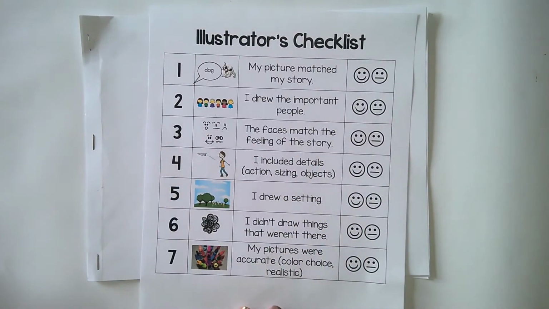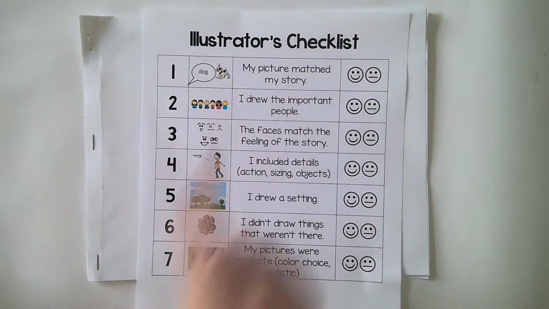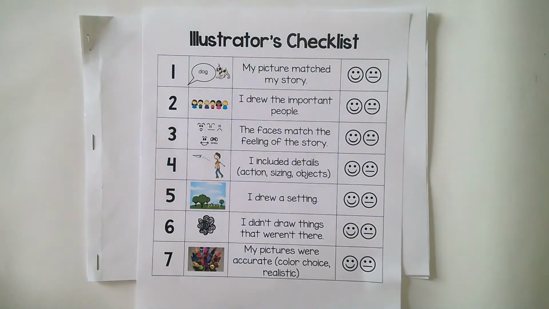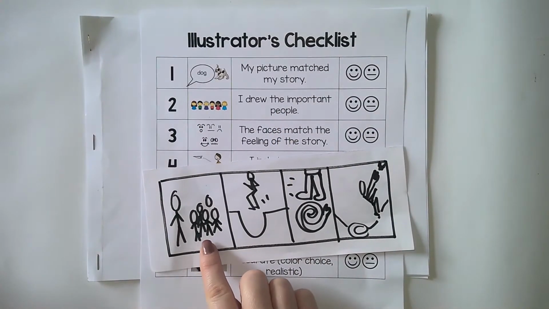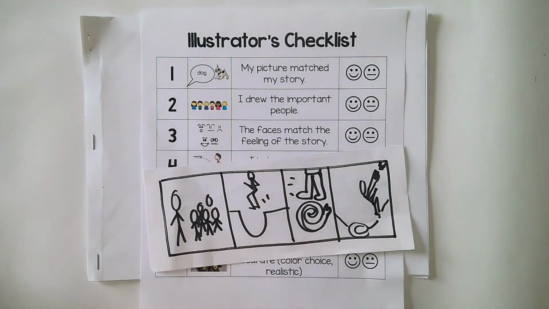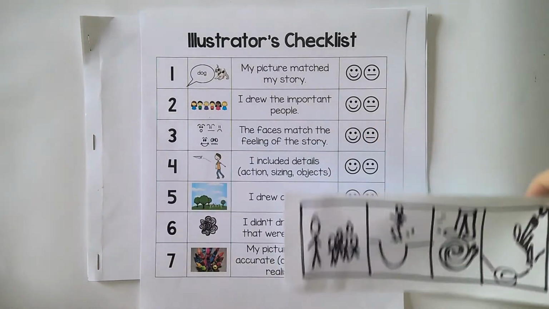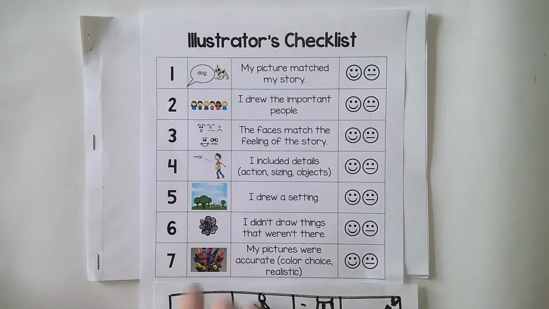Looks like I got some dirt on it. This is the Illustrator's checklist. An illustrator is a person who draws the pictures for a book. Well, that's going to be my job. I'm going to be the author and the illustrator of this book. So I know that I want to change these sketches into real pictures, like an illustrator does. So let's see some things that I need to remember when I'm drawing.